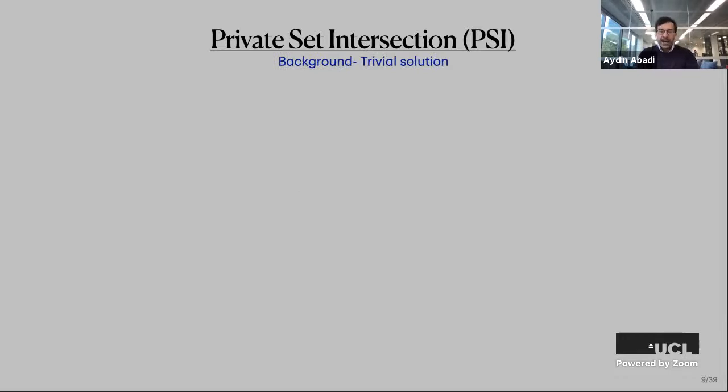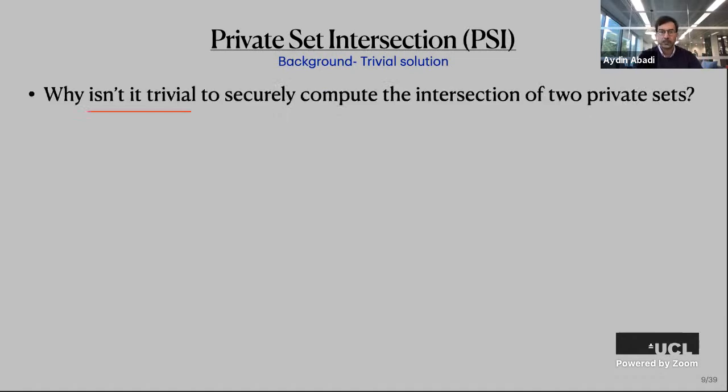So one may ask, why isn't it trivial to design a protocol that generates the intersection of 2 sets? In other words, why isn't it easy to compute the intersection? According to our previous example, it was easy. You have two sets, we want just elements in common.